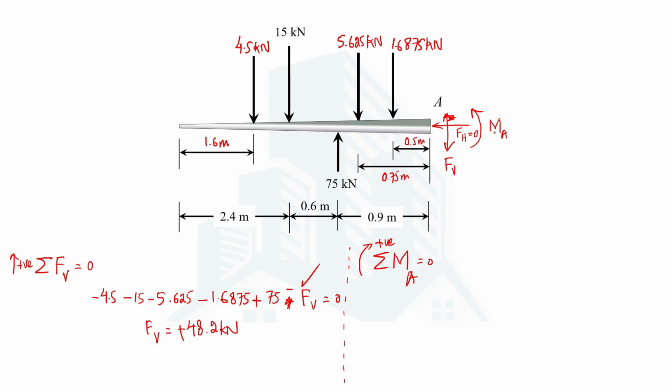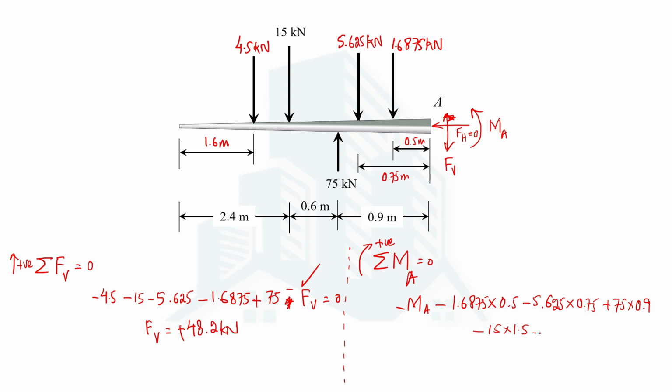So I consider the moment acting at point A is anti-clockwise, that will mean negative. The moment that will be caused by this 1.6875 will also be anti-clockwise, hence negative 1.6875. The moment arm will be 0.5. This 5.625 will also be causing anti-clockwise moment, hence negative 5.625 multiplied by the moment arm, which is 0.75. Now the 75 kilonewton will have clockwise moment and the distance is 0.9 from point A. The 15 kilonewton will have anti-clockwise moment, hence negative. The distance will be 1.5 meter.